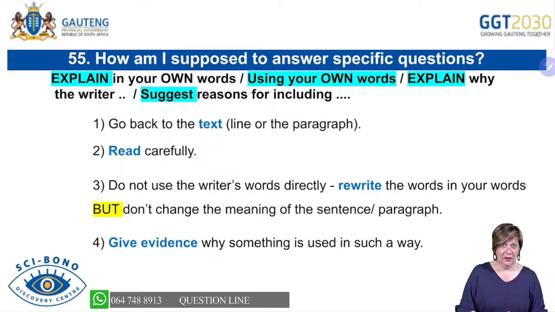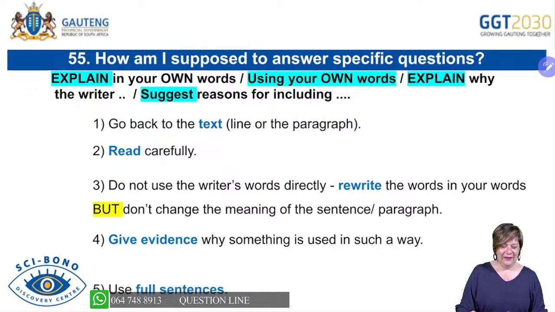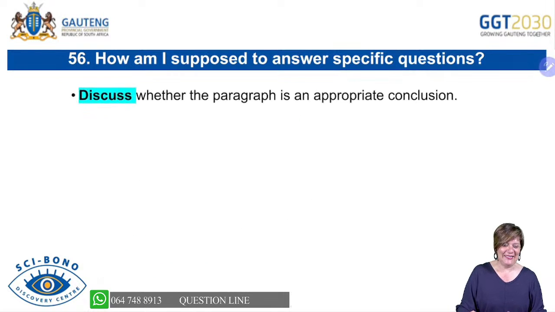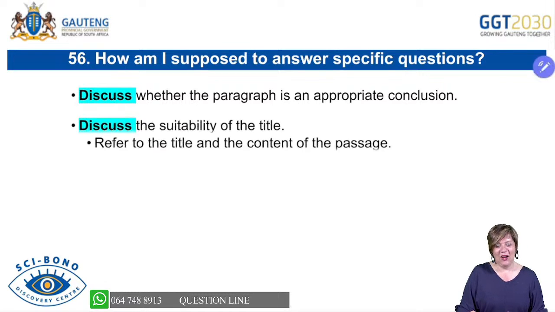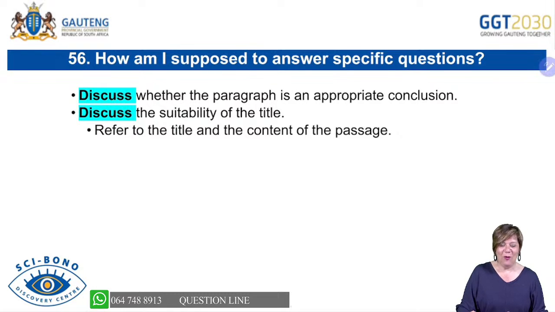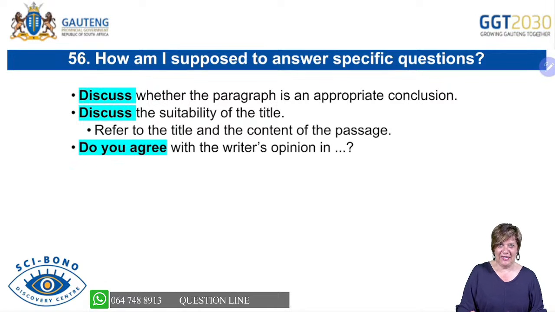Right. Go one step further and give me evidence why you say something. Really important. Very important, always use full sentences. Don't start your sentence with because. Always make sure you use full sentences. If you are asked to discuss, for example, if it's appropriate or discuss the title, then you have to refer to the title and the content.